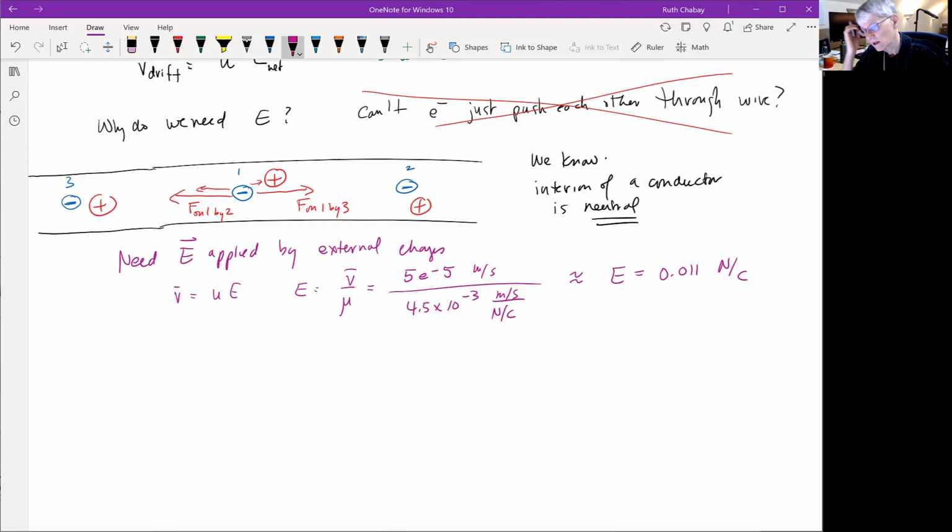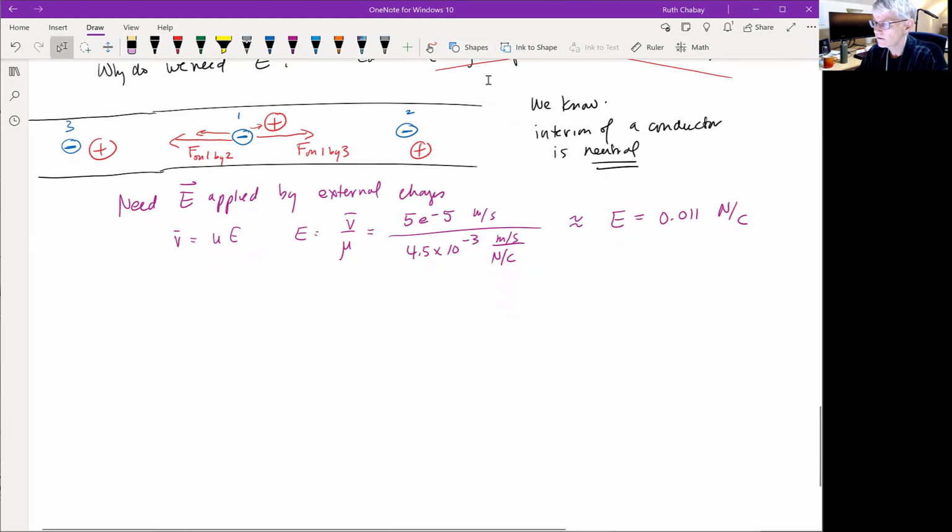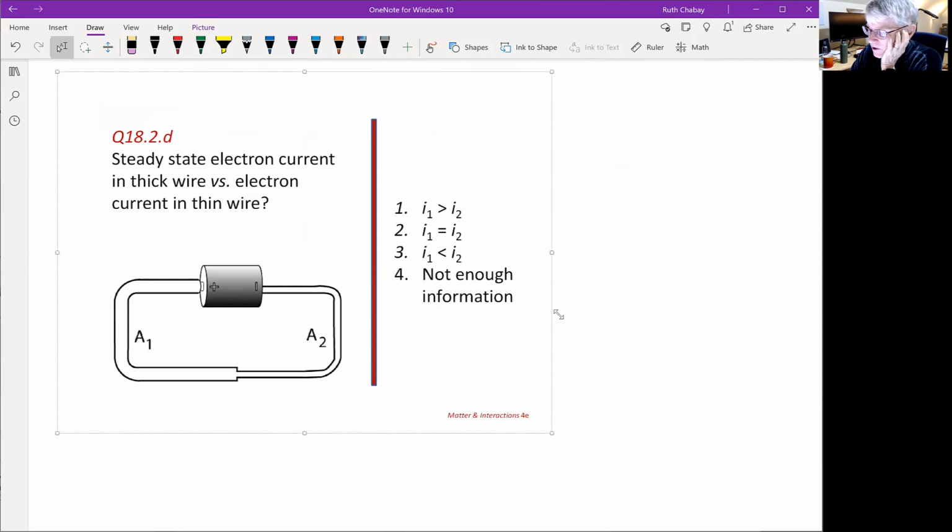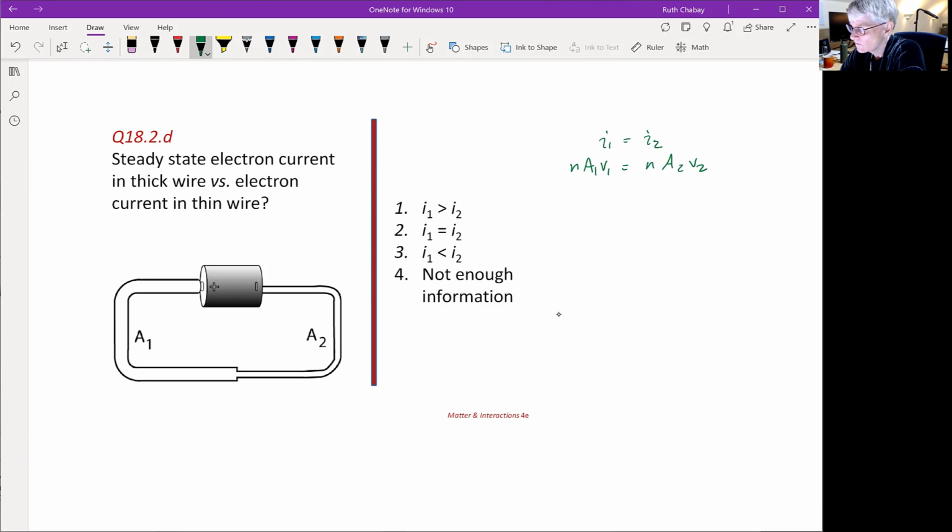And this suggests that in our example here of a circuit with wires of different cross-sectional area, we can go back and say, well, if I1 equals I2, and there we said that A1 V1 had to be equal to A2 V2. We said A1 was greater than A2, so V1 was less than V2. To get the drift speed here, we'd need a bigger electric field.